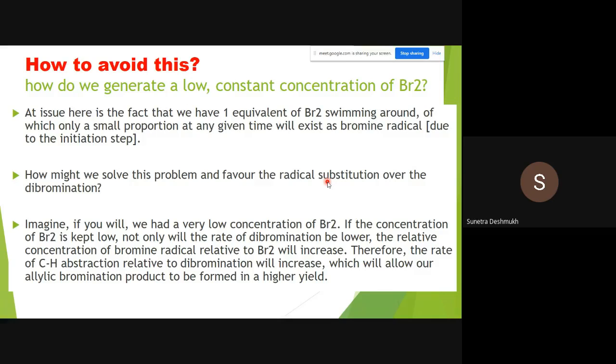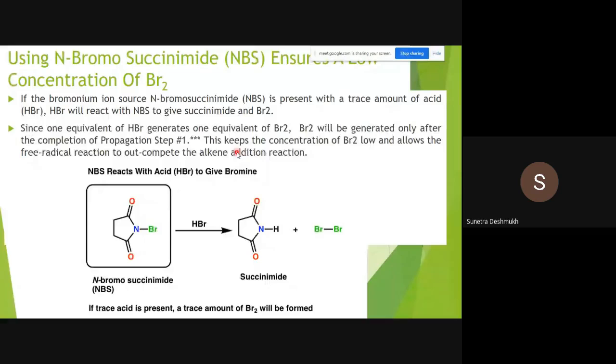So for that we have to go for a substitution reaction, not the addition reaction. Now if we go for a very low concentration of bromine, Br2, that means from 1 equivalent, if we reduce to 0.5 equivalent, the concentration of bromine is kept low. Not only will the rate of dibromination be lower, the relative concentration of bromine radical relative to Br2 will increase. Now this one we will understand on the next slide. Rate of C-H abstraction. Okay, how to do that?